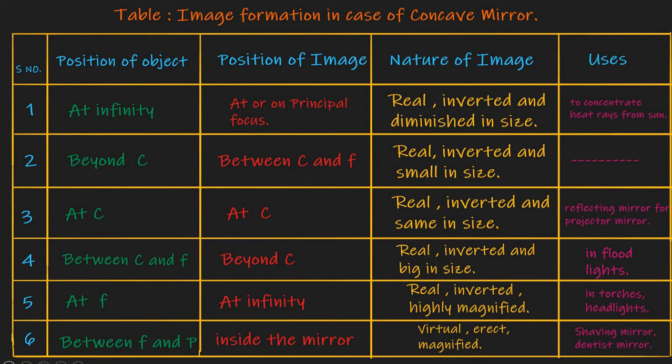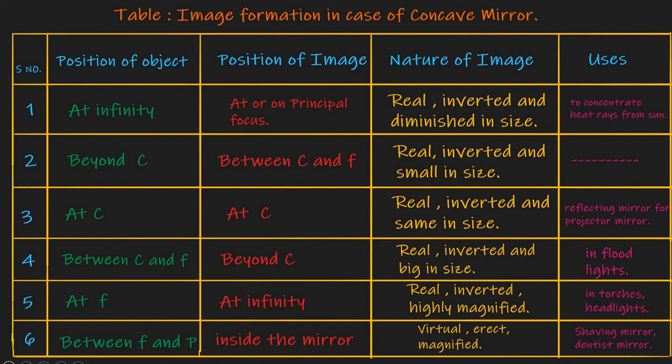And in the first case, since the rays intersect at one point, and a point has no length or breadth, the image size is diminished. This kind of image formation is used to concentrate sun's heat rays for cooking purpose or in solar furnaces.